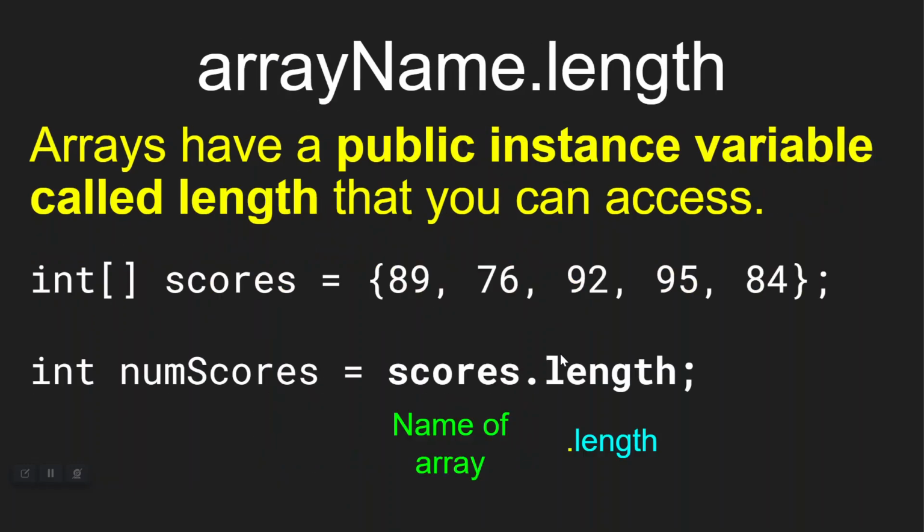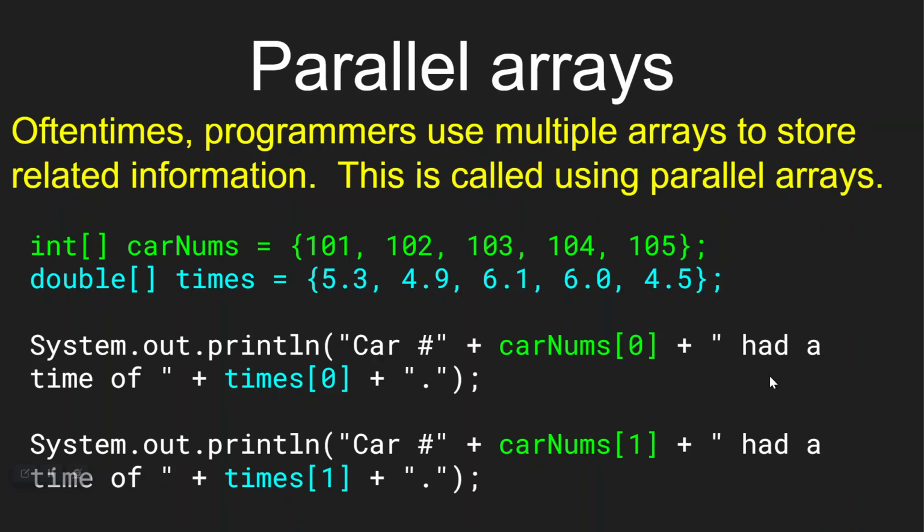But again, this is different to how we do things with arrays. With arrays, it's very similar, but we just need to remember that we don't use the parentheses when we're dealing with length, because again, it's an instance variable that is public rather than a method that you are calling.